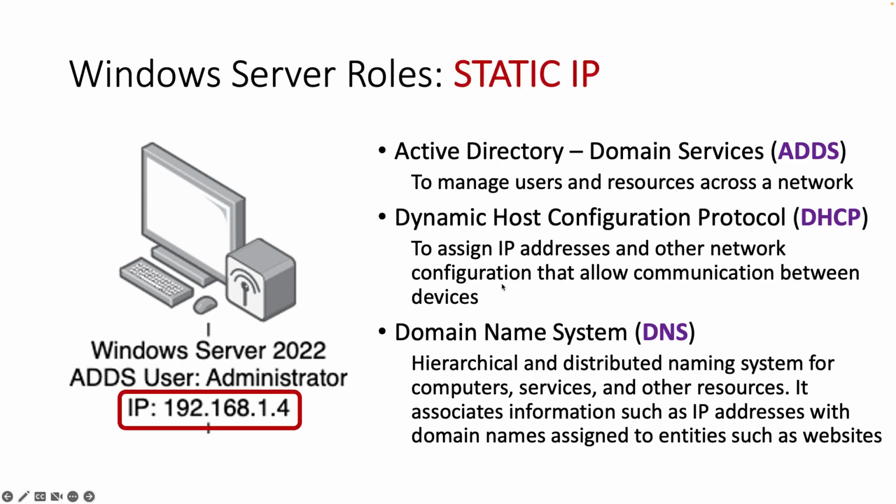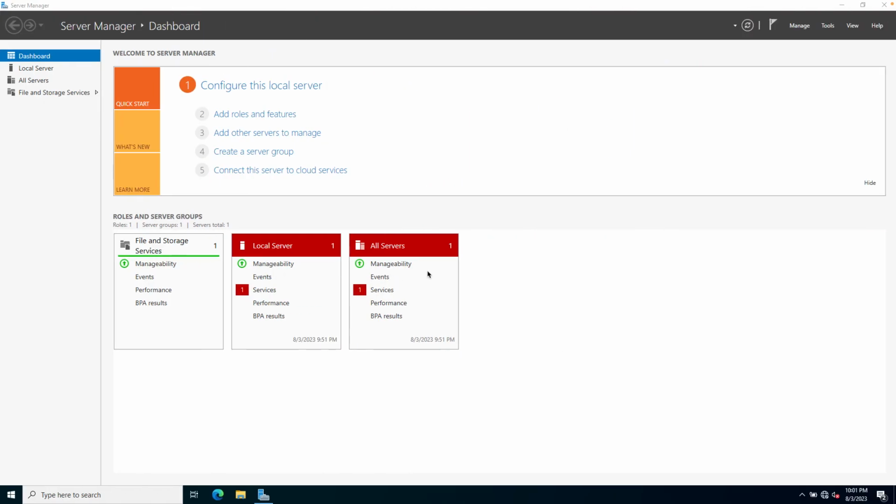Before we add these three roles to our Windows server, a recommended first step is to set a static IP, since multiple devices and resources will interact with our Windows server. Based on our network design, the IP that we need to use for our server is 192.168.1.4. So let's start by accessing our server and opening the command prompt application.